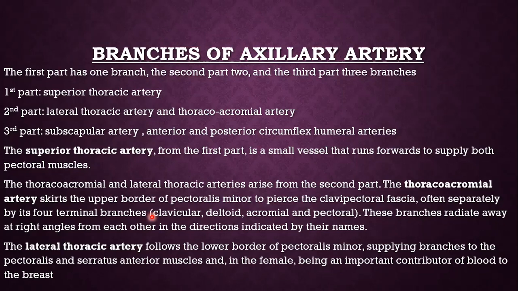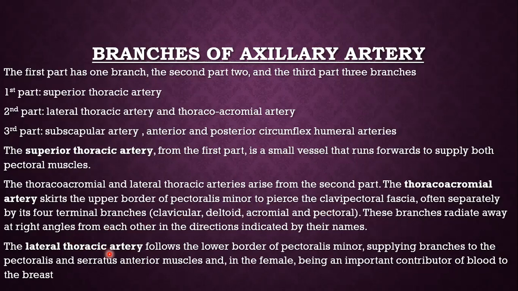Which are the 4 terminal branches of the thoracoacromial artery? We have the clavicular, deltoid, acromial, and pectoral. Now, these branches usually radiate away from each other at right angles and take the directions indicated by their names. So, the clavicular artery runs towards the clavicle, deltoid artery towards the deltoid muscle, acromial towards the acromion, and pectoral towards the pectoralis major and minor muscles.